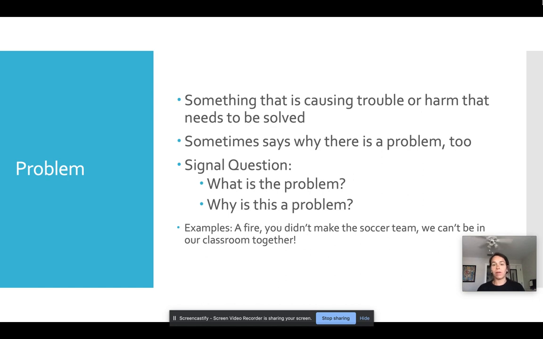So, for example, a problem could be that there's a fire. A problem could be that you didn't make the soccer team. A problem that we all have right now is that we can't be in our classroom altogether. So there's a lot of different problems that can be presented in nonfiction texts. A lot of times it has to do with historical events too.